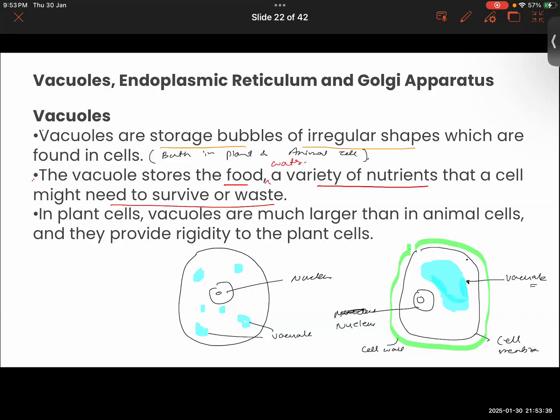Another important function of the vacuole is that although they act as storage organs, they also provide rigidity to the plant cells. It makes the plant cells rigid, strong, and hard. So how does it provide rigidity? Vacuoles get filled with water and create pressure inside the cell, which keeps the shape of the cell intact and helps it withstand extreme conditions. Is that point clear to everyone?